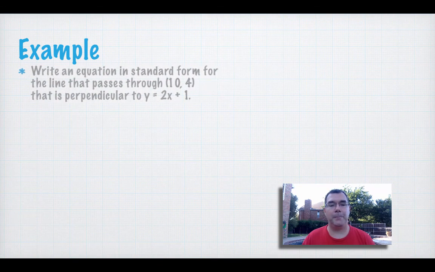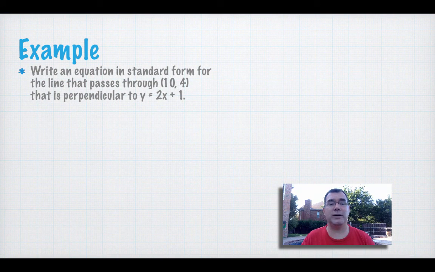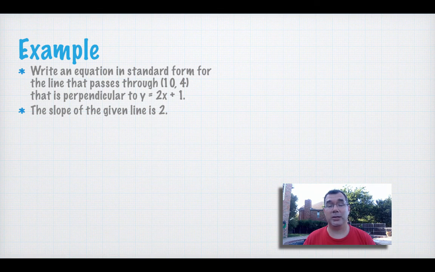So here's an example. I need the equation of a line in standard form, and it passes through (10, 4), and it's perpendicular to y equals 2x plus 1. Okay, so the line that I was given had slope 2. So the perpendicular line is not going to have slope 2. I need to change the sign of it, and I need to flip it upside down. So changing the sign makes it negative, and flipping 2 over 1 upside down makes it 1 over 2.